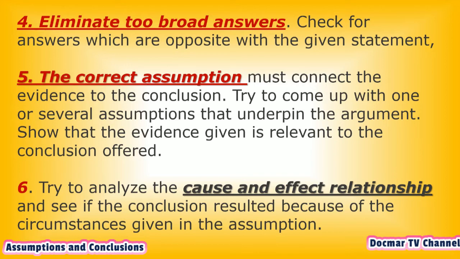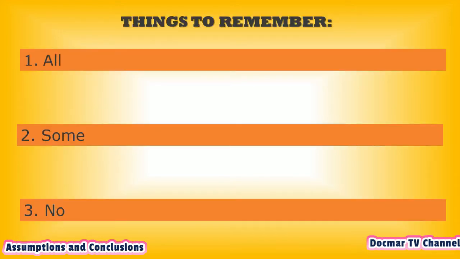Here we can get the evidence whether it is relevant to the conclusion being offered. And number six is to try to analyze the cause and effect relationship and see if the conclusion resulted because of the circumstances given in the assumption. Now, of course, I gave you the six very important quick tips for our topic, assumptions and conclusions.